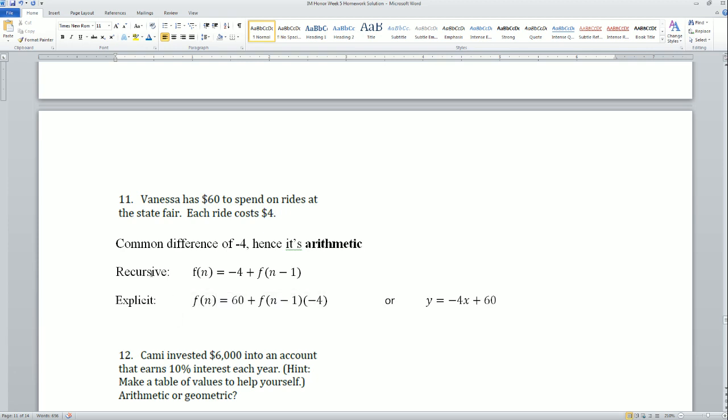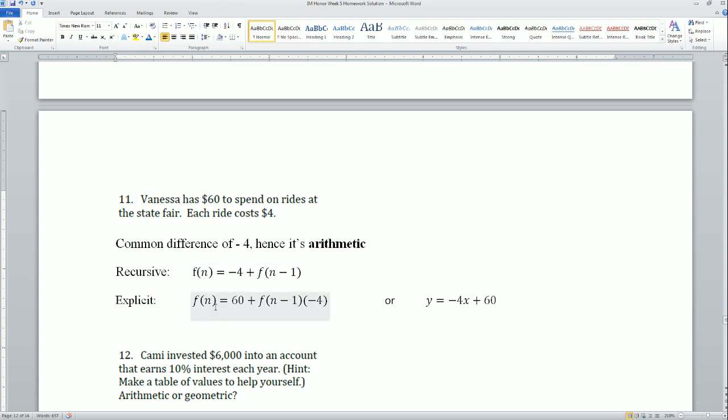11. Vanessa has $60 to spend on rides at the state fair. Each ride costs $4. The common difference here is -4. The reason why it's -4 and not +4 is because she's losing money, so that's why it's -4. It's arithmetic because she's losing $4 for every single ride she's going on. The function here in recursive form is -4 plus the previous term.